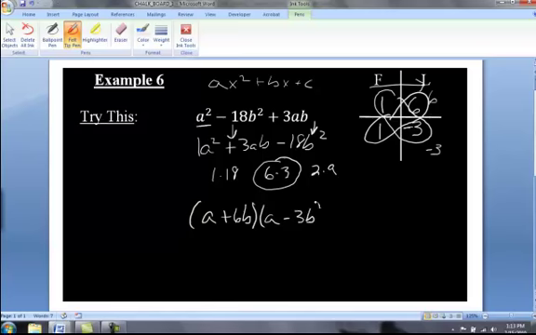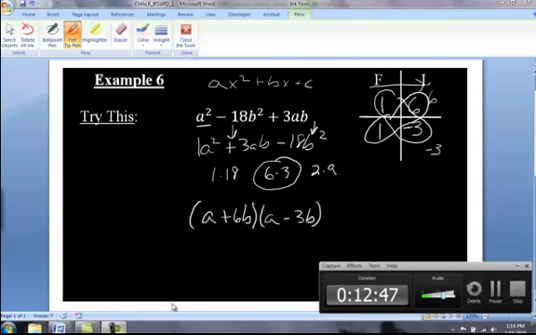And that's our answer. Don't forget to check it using the full method to make sure that we have the right answer, and it would check.